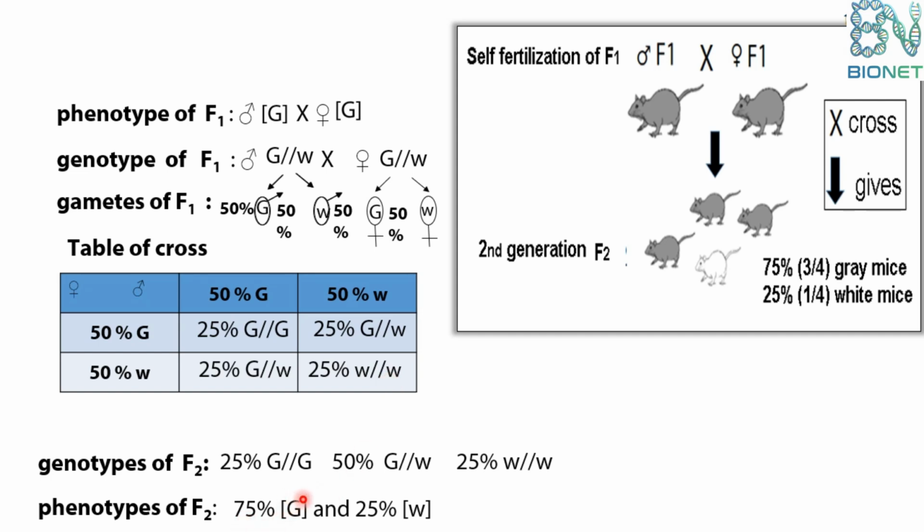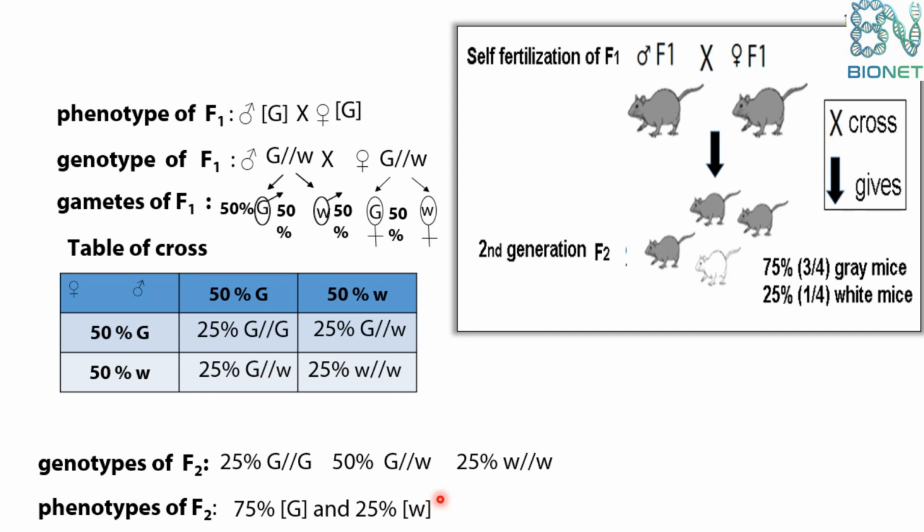So for phenotypes, each individual having one dominant allele will express the dominant phenotype. So GG and GW will give the same phenotype, which is the gray phenotype. So we will add these together. The result is 75% individuals having the gray phenotype. The recessive phenotype is expressed only in the homozygous state, so this genotype will give the white phenotype.